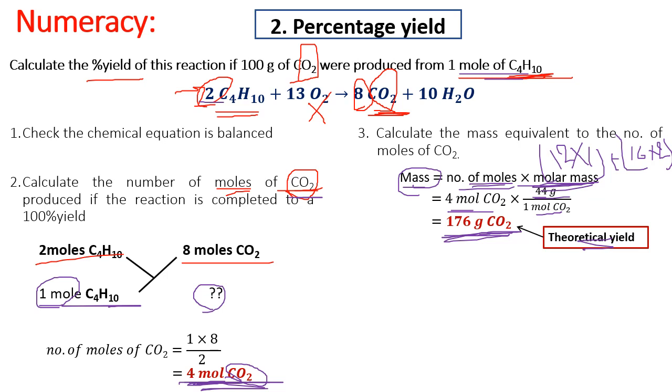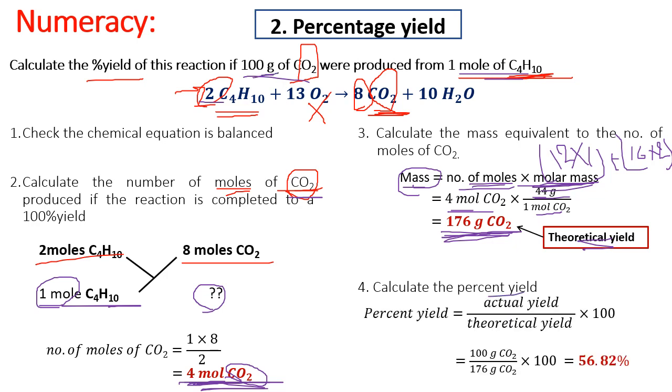But in the lab, we didn't get 176. However, we just got 100 grams. Then, to calculate the percentage yield, we will take the actual produced 100 grams over the 176 theoretical grams times 100, so the percentage yield will be 56.82. If he asks for interpretation, then you will say that this percentage yield is much lower than 100.